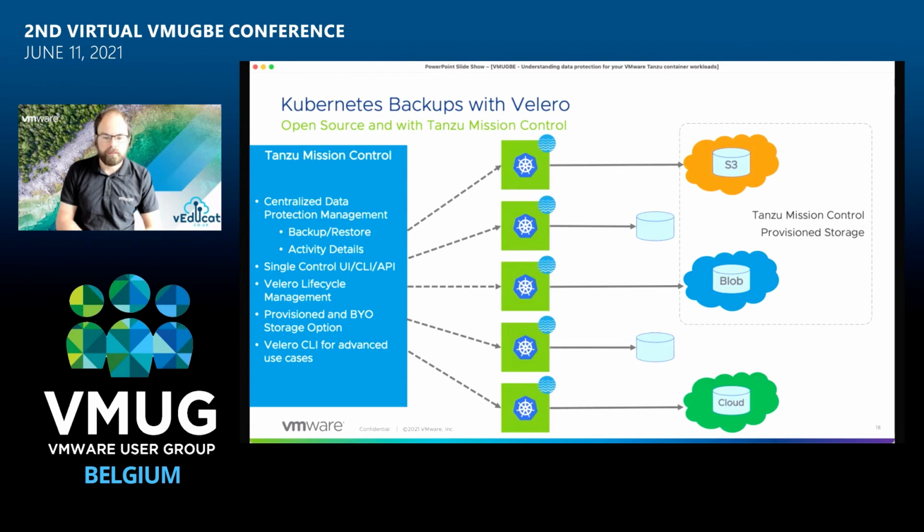It can be provisioned into AWS for S3 storage through Tanzu Mission Control, or you can bring your own storage options as well and still configure Velero to push to a local S3 object store if you so wanted. And again, you still have the ability to use the Velero CLI for these use cases as well. So if you're managing it centrally through Tanzu Mission Control, users can still go off and use the Velero CLI as well.